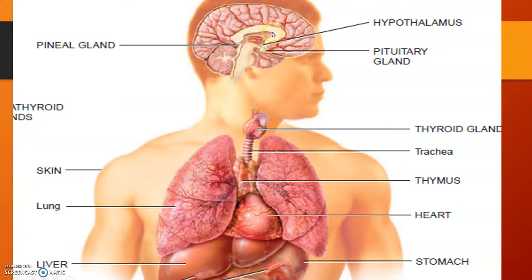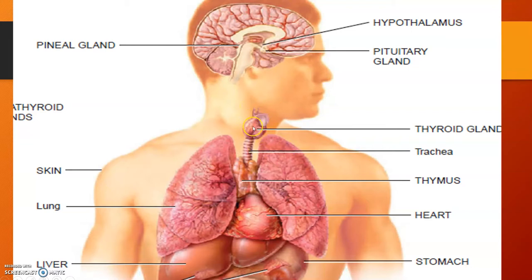Quickly, let us see the location of all these organs. This is the pituitary gland. Just above that is the hypothalamus. Now here, pituitary gland is the exclusive endocrine gland, and hypothalamus is an endocrine organ as well as an organ which has a role in central nervous system.